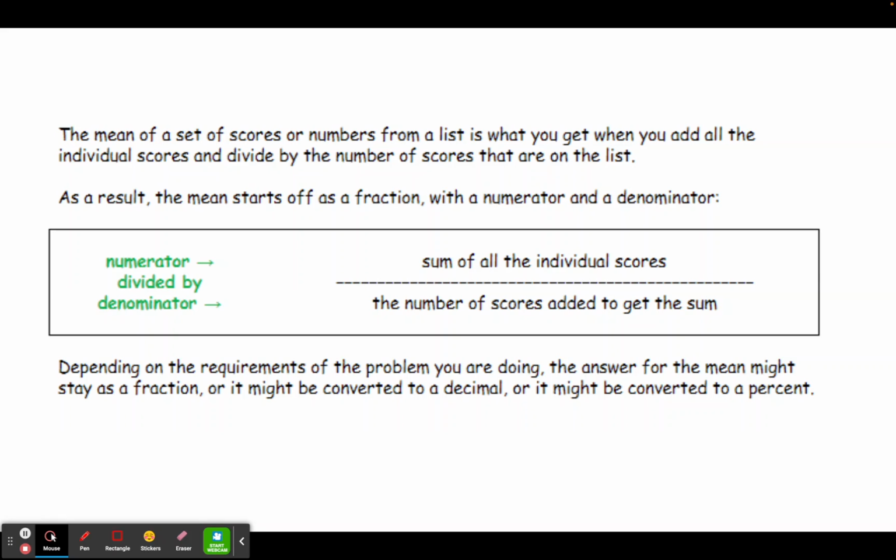Now, oftentimes when we're calculating a mean, because we're adding individual scores and dividing by the number of scores in our list, our result starts off as a fraction with a numerator and a denominator. The numerator represents the sum of all the individual scores, and the denominator represents the number of scores added to get the sum. Depending on what type of situation we're looking at, the answer might make more sense to stay as a fraction, or it might make more sense to convert it to a decimal or a percent. And in different types of sports situations in particular, sometimes we keep those values in one form or another.